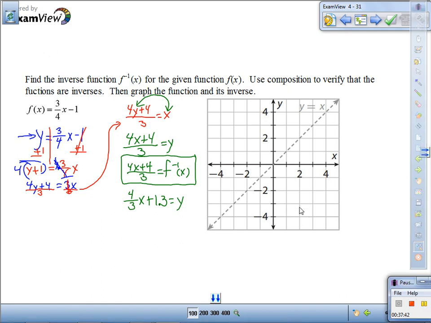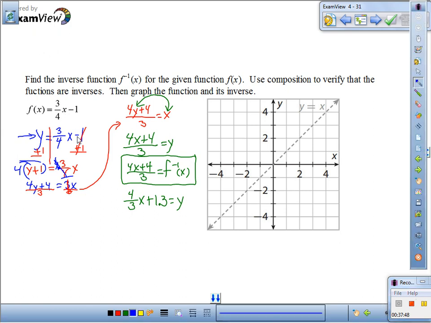All right, let's see where we're at. I'm going to graph this one in blue. Where do I start? At negative 1. So negative 1 is right there. What is my slope? 3 up, 4 to the right. 1, 2, 3, 1, 2, 3, 4. And I graph my line. I'm going to do that in blue.